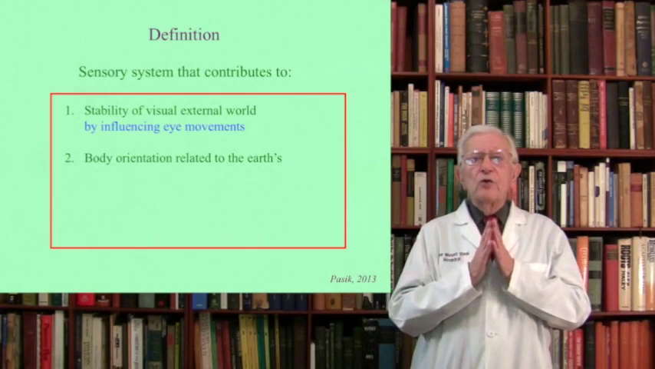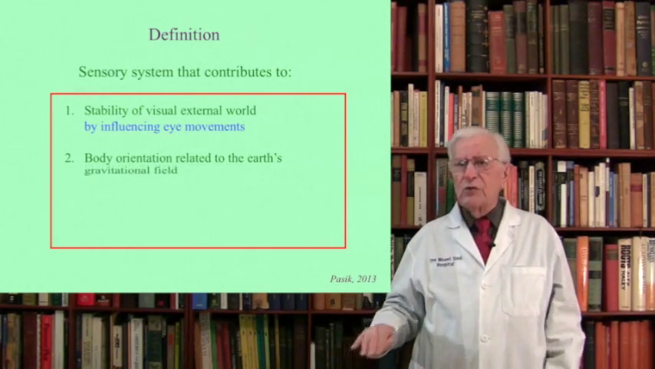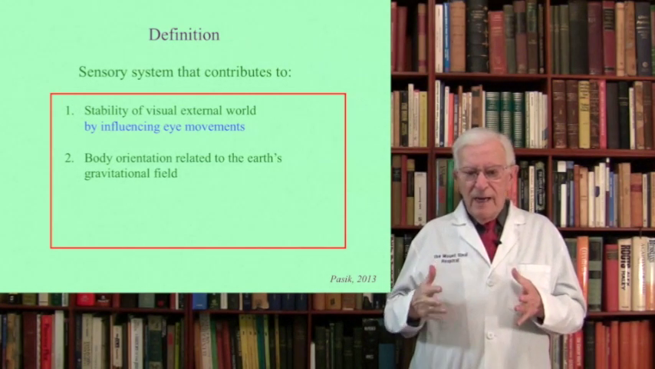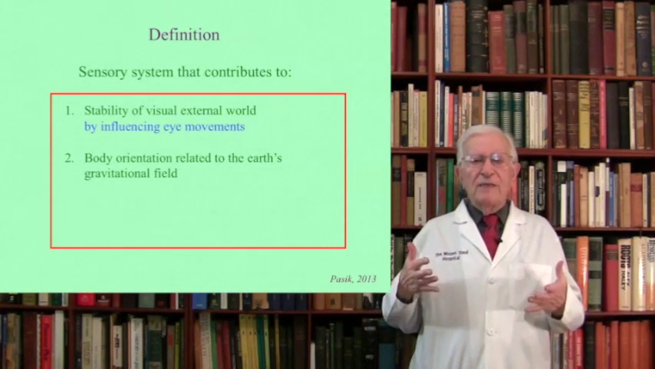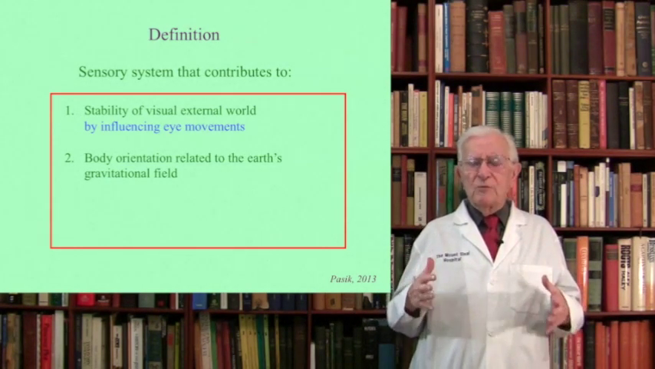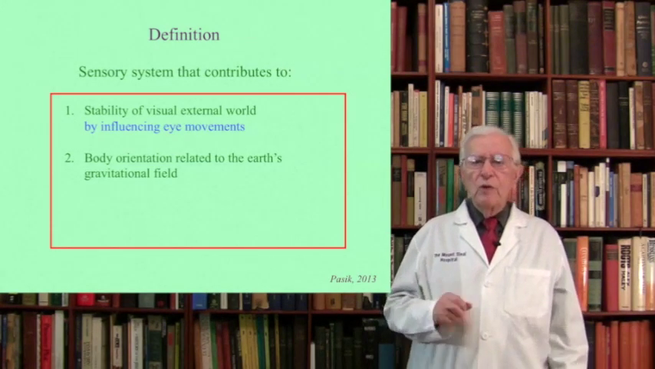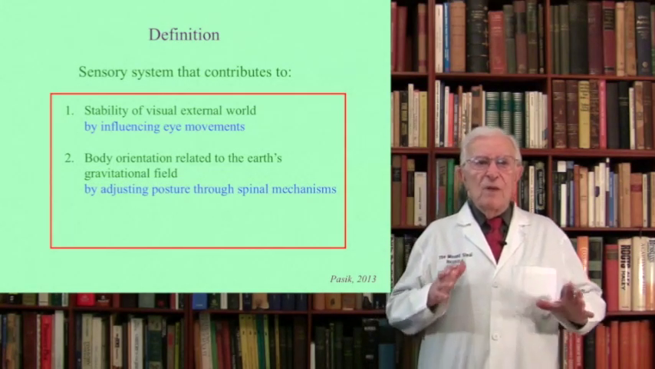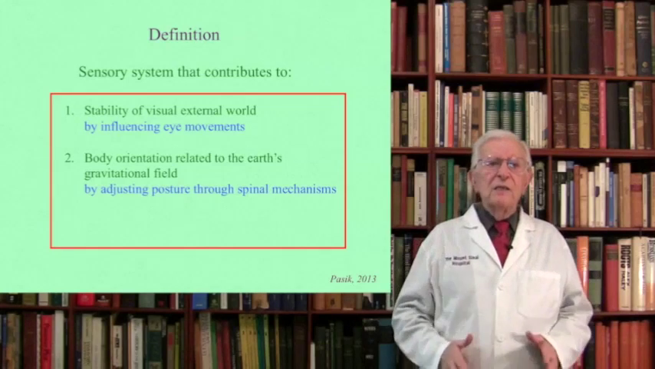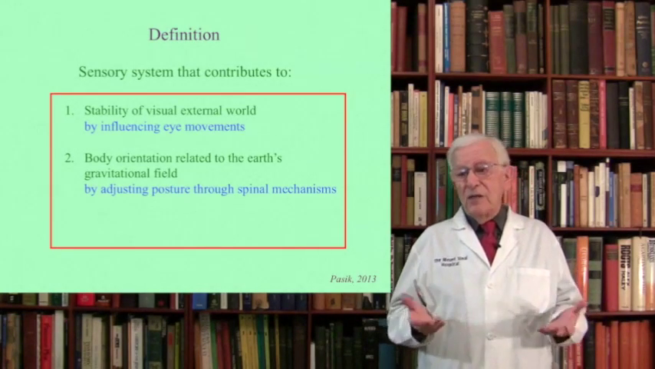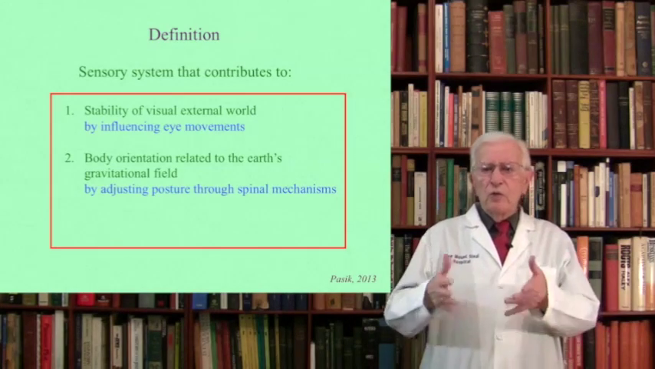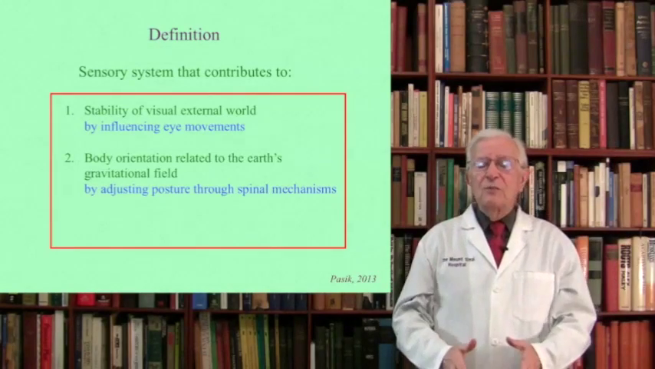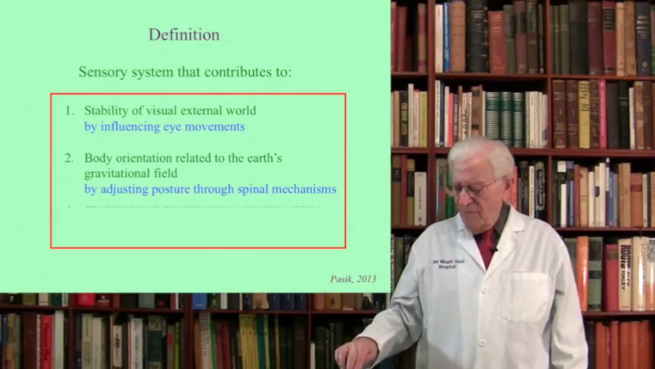Then you have the story of the body orientation related to the Earth's gravitational field, right? You stand upright, and the vestibular system controls that posture in relation to gravity, and it does that by adjusting muscles, particularly of the axial portion of the organism. And it does that through spinal mechanisms. The spinal cord is going to innervate those muscles, and it is going to be activated in particular ways by the vestibular system so that it can fulfill that kind of role.